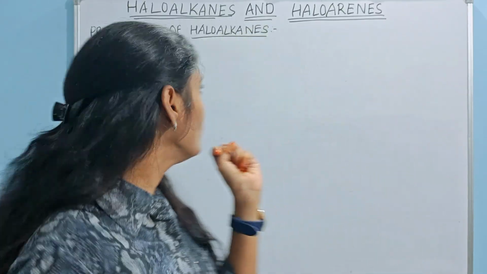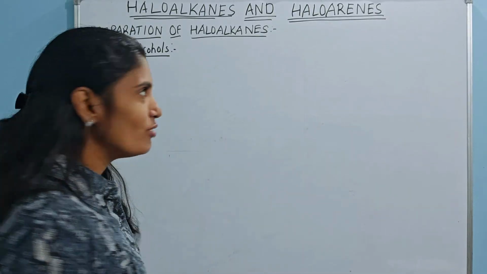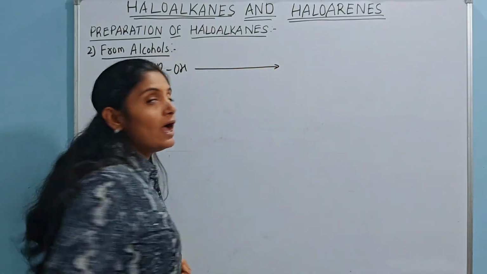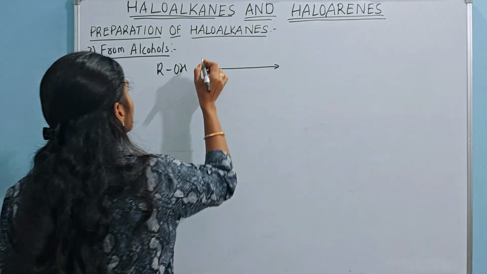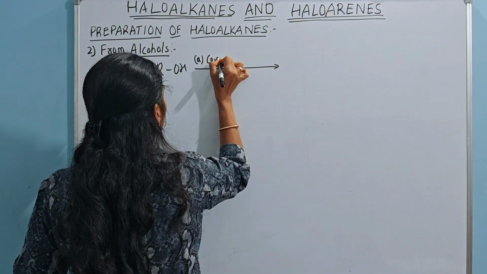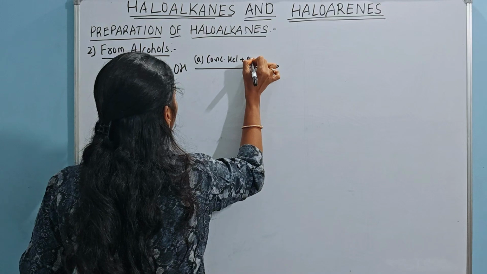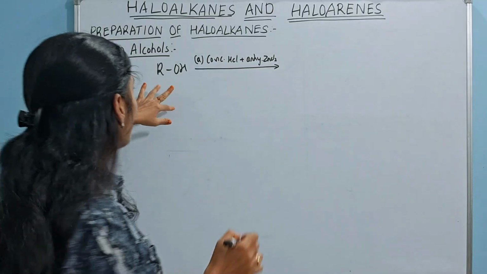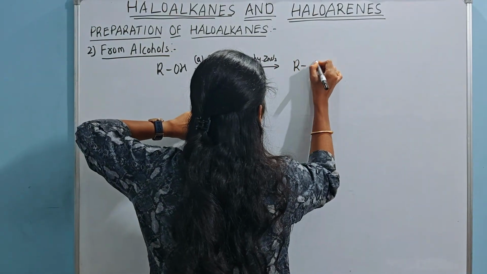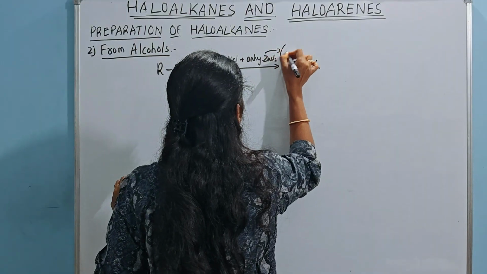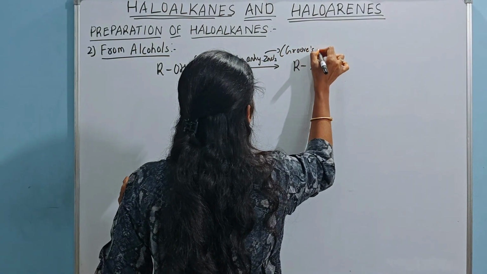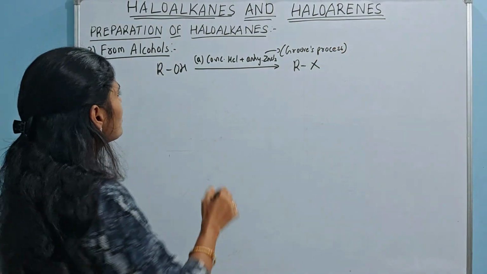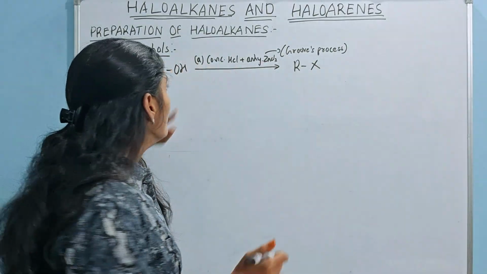Now when we see the preparation of haloalkanes from alcohols, we have various reagents using which we can prepare haloalkanes from alcohols. The first method is by using concentrated HCl plus anhydrous ZnCl₂, and you get haloalkanes. This preparation method is very famously called Groove's process. This is one method of preparation of haloalkanes from alcohols.